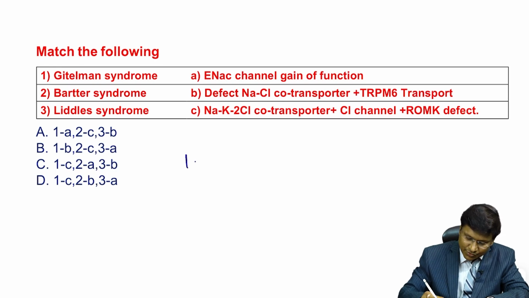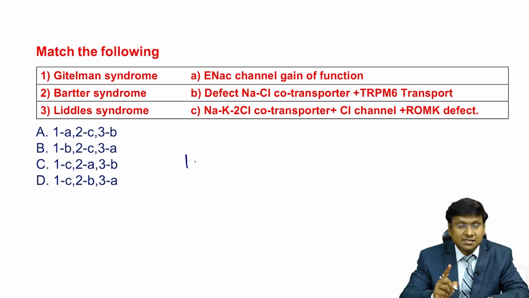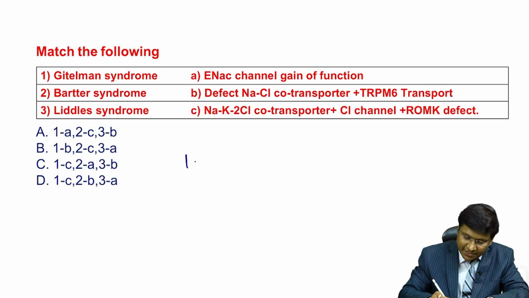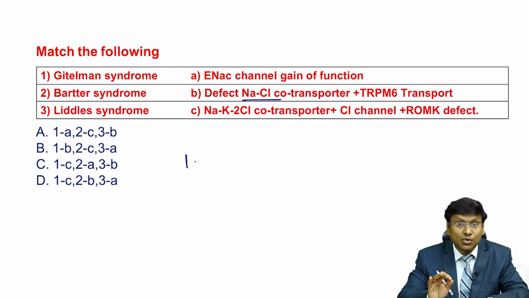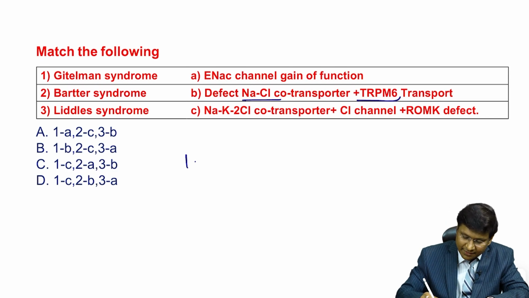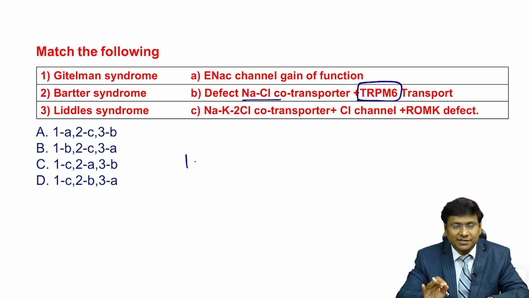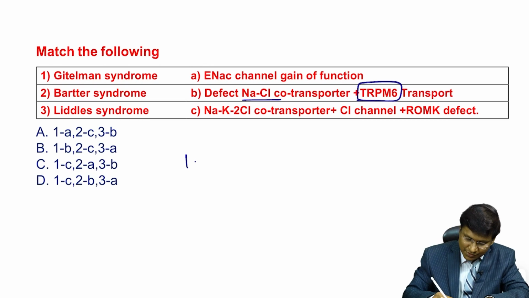In patients with Gitelman syndrome, it resembles thiazide diuretics, and the defect is in the sodium chloride co-transporter, and not only that, there will also be a defect in the TRPM6 transporter. The TRPM6 transporter is required for magnesium secretion, and it gets affected in patients with Gitelman syndrome. Then you take the Bartter syndrome.